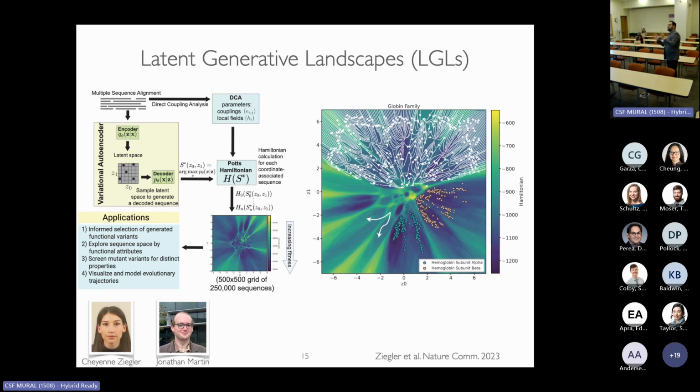And then we create this map where we can, again, plot back the initial input, the initial extant sequences, so sequences that are real, and then see where they land in this map. Here I'm showing you an example, hemoglobin, and we have subunit alpha in green and subunit beta in yellow-orange.